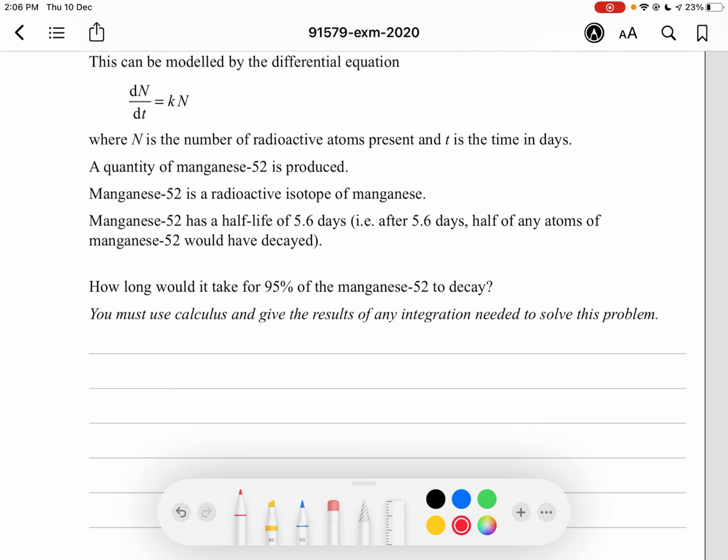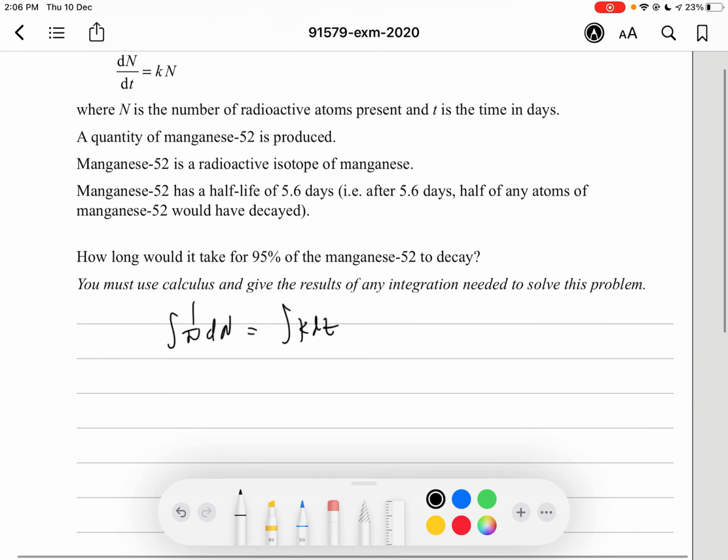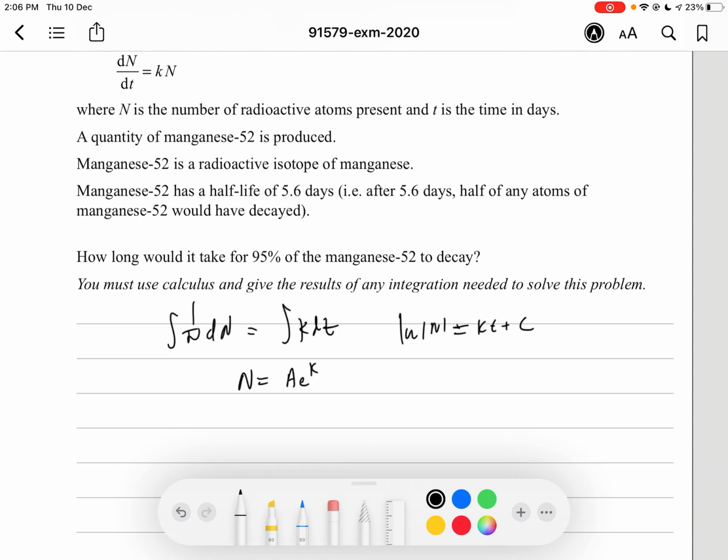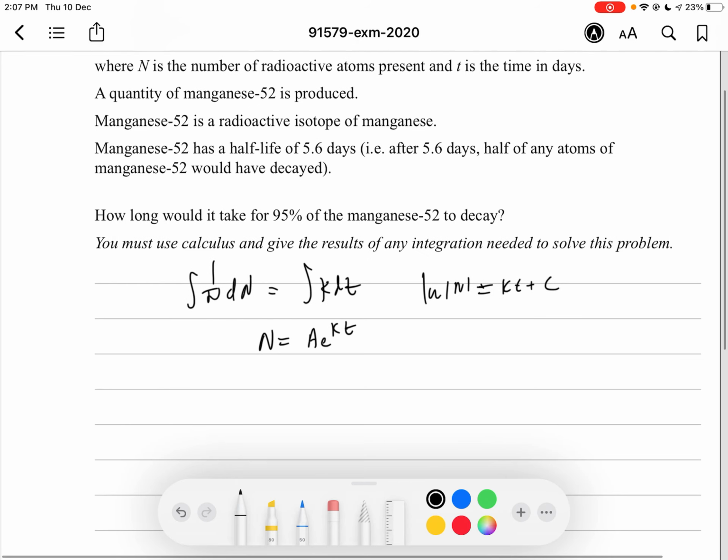So this is a separable differential equation, so we're going to separate the variables. If we divide by N on both sides, we'll have 1 over N dN equals the integral of k dt. And this should give us ln of N equals kt plus c. And therefore N equals Ae to the power of kt. So for this plus c, this is just a constant. So instead of writing plus c, when I take the e to the power on both sides, I'll just make it A times e to the power of kt, where A represents the constant. So N equals Ae^(kt).